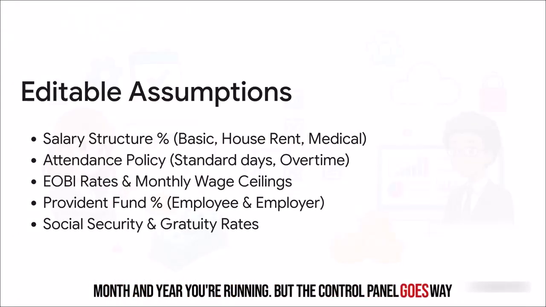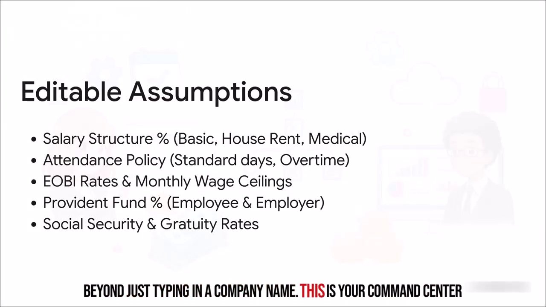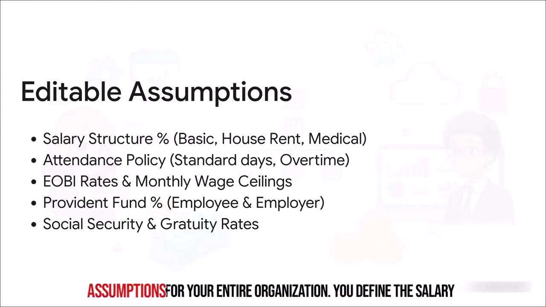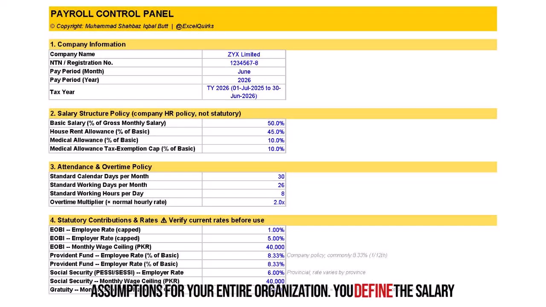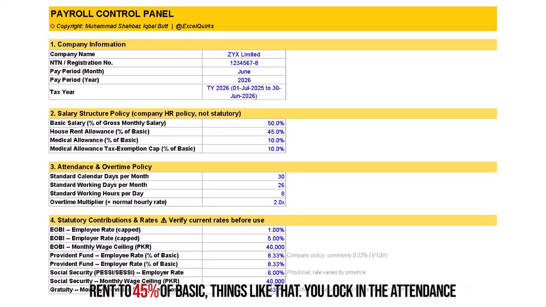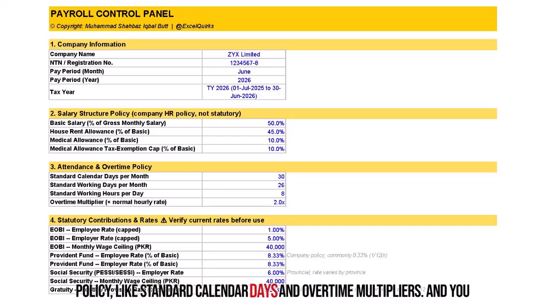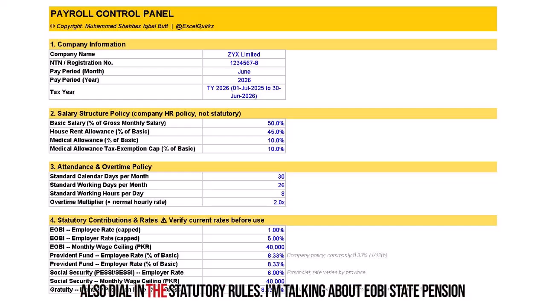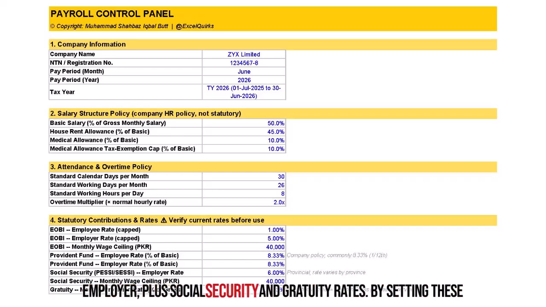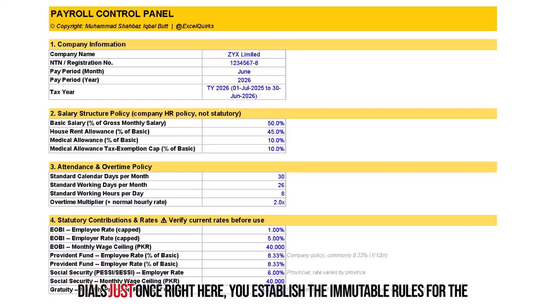But the control panel goes way beyond just typing in a company name. This is your command center for global policies. It's where you set the absolute editable assumptions for your entire organization. You define the salary structure percentages, so setting basic salary to 50% of gross, house rent to 45% of basic, things like that. You lock in the attendance policy, like standard calendar days and overtime multipliers. And you also dial in the statutory rules. I'm talking about EOBI state pension rates, provident fund percentages for both the employee and the employer, plus Social Security and gratuity rates. By setting these dials just once right here, you establish the immutable rules for the whole company.